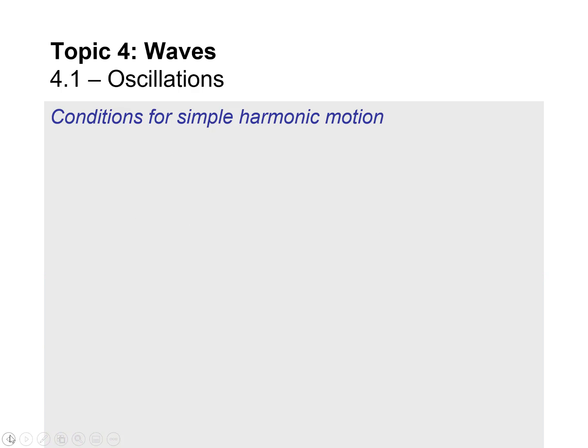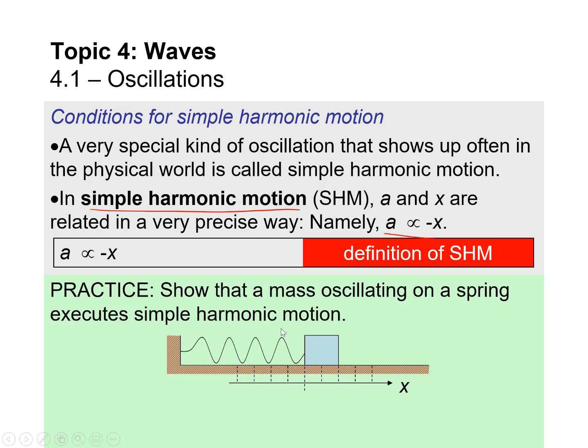We already showed that a mass on a spring executes simple harmonic motion because we already showed that the acceleration is proportional to negative x. Whenever we have that, then we are undergoing simple harmonic motion.